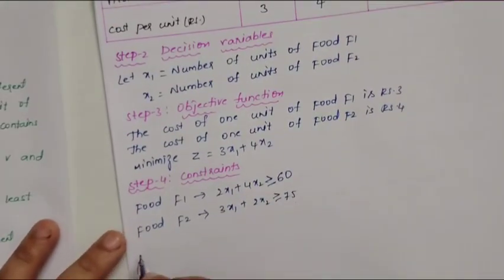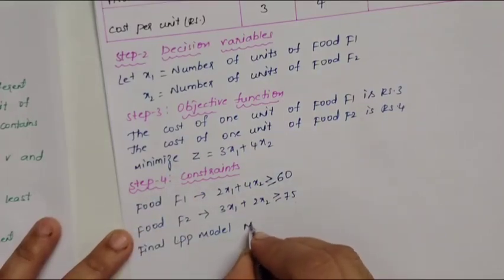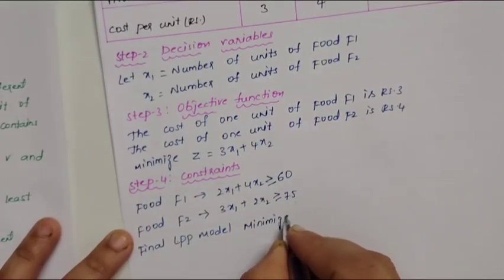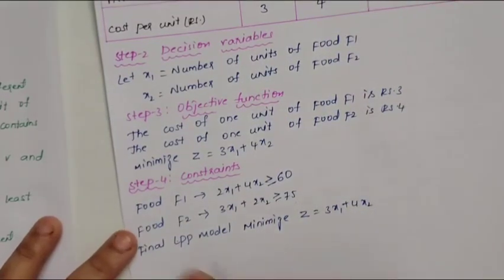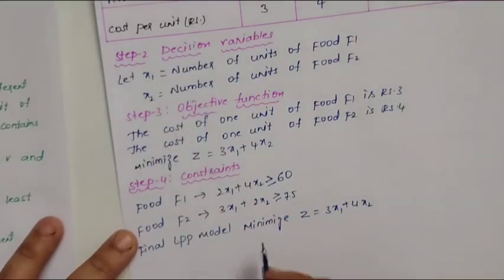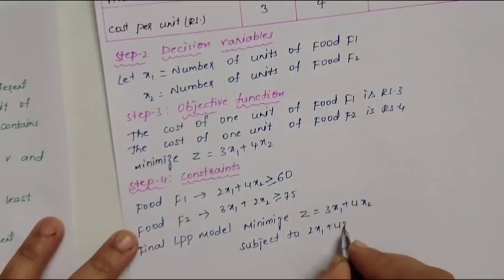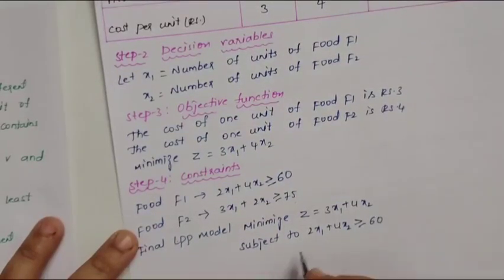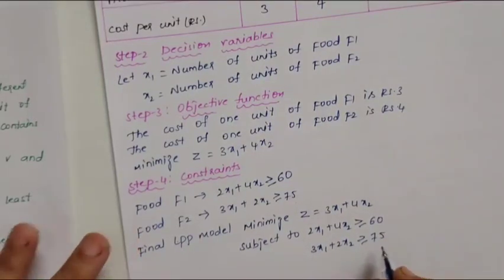So finally we can write our LPP model, beginning with the objective function, that is minimize z equals 3x1 plus 4x2. We can say it is the cost per unit in rupees, that has been given already in the question. Next, subject to the constraints, we have 2x1 plus 4x2 greater than or equal to 60, 3x1 plus 2x2 greater than or equal to 75.